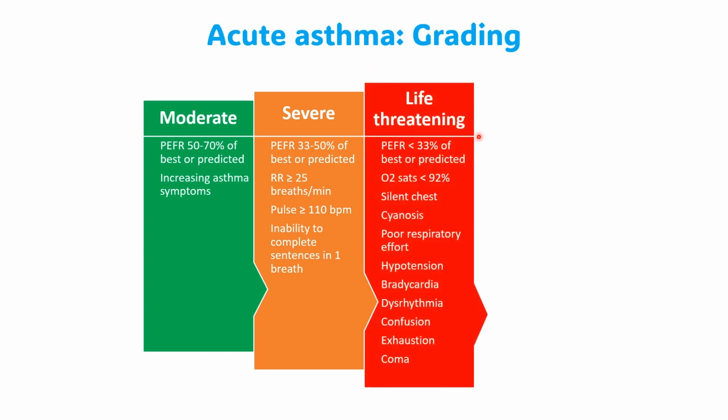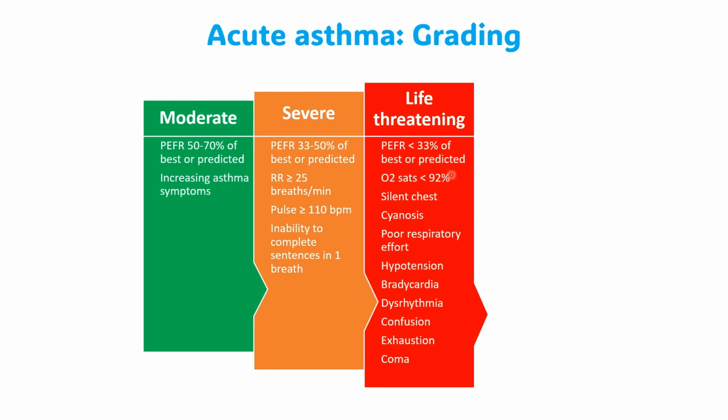And then we have life-threatening. This is when we have a PEFR of less than 33% of the best or predicted value, oxygen saturations of less than 92%, and a silent chest, when they are failing to expel that trapped air. They could be cyanosed, so make sure to check the peripheries and also centrally under the tongue.